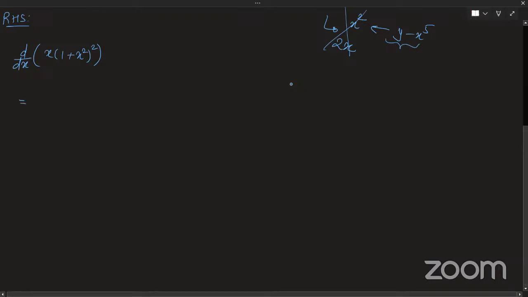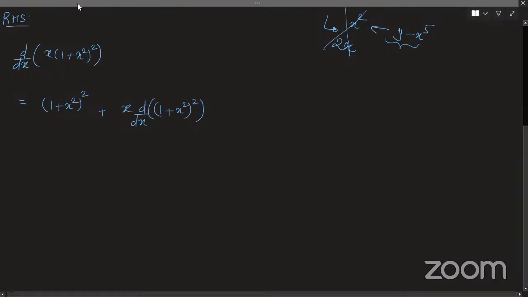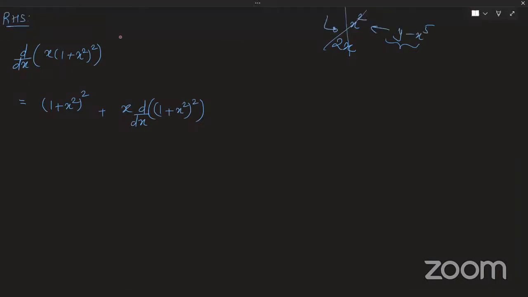So first you differentiate the first function. So you'll just get 1 into your second function, right? Derivative of x is 1, plus. Now you take x as it is and differentiate the second function. So now basically you need to calculate the derivative of (1 plus x square) whole square.